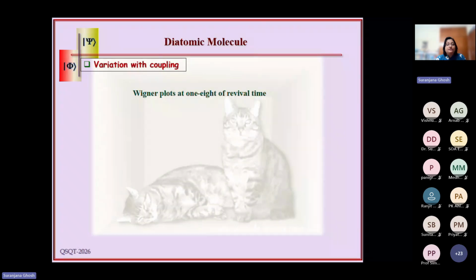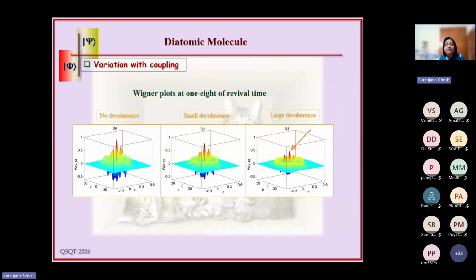For the molecular system as well, we can see this is for the compass-like state, that is at fractional revival time, when I have taken 1/8 of the revival time. Here, the first one has no decoherence, the second picture shows a small coupling, and the third one is showing when the decoherence is large. So the central region is going to decay here. So that is what we studied with the presence of decoherence in the diatomic molecular system. It's not very trivial to do because it needs a huge numerical task also.